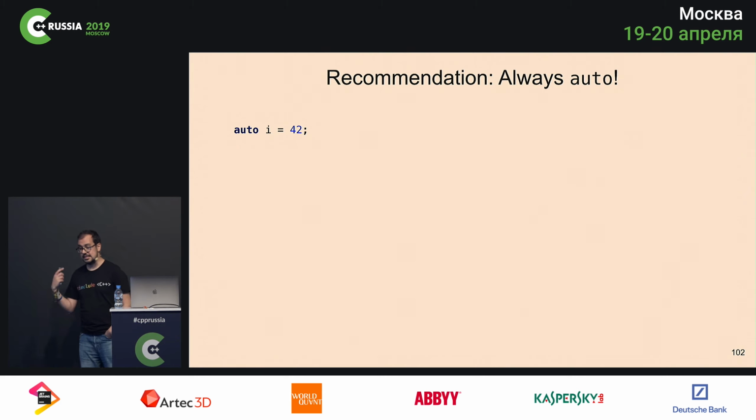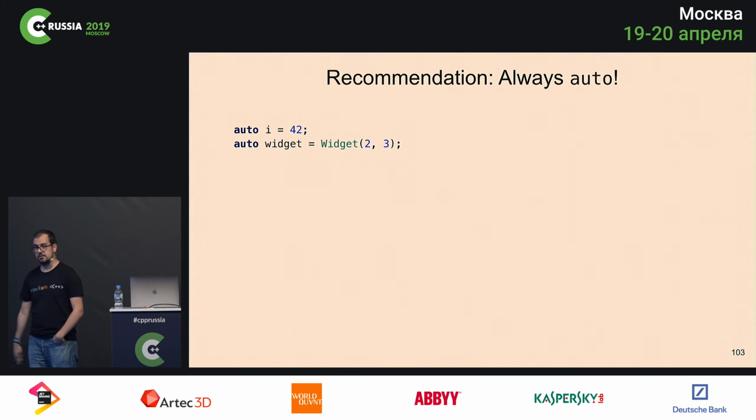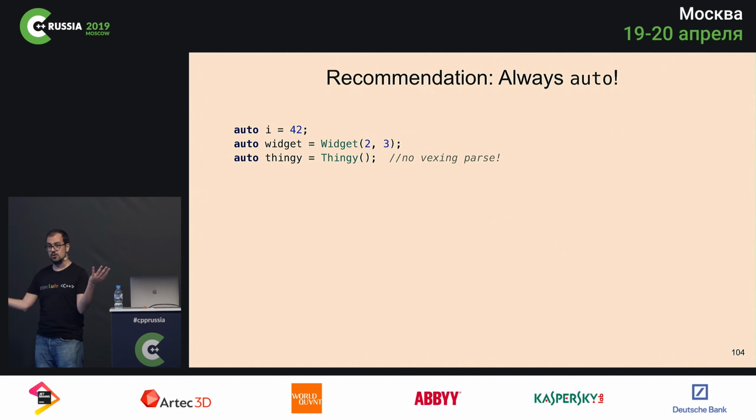And if you need to write the type explicitly, you can do it, but do it on the right-hand side. Means the same thing, but prevents you from forgetting to initialize it. So I think this auto recommendation is really great. And it turns out it actually also fixes the vexing parse problem. If you do this thing, but you write auto, and then you write the type on the right side, turns out there is no more vexing parse problem. It just goes away.